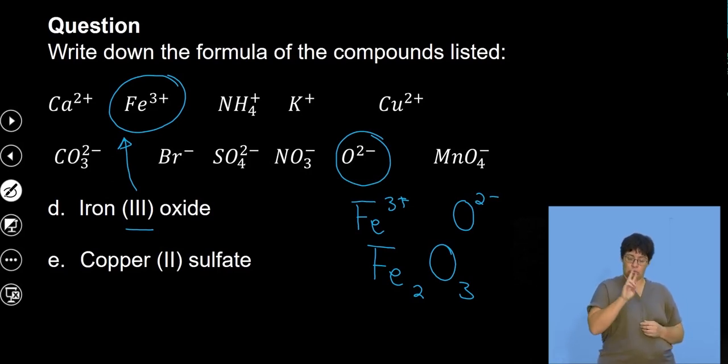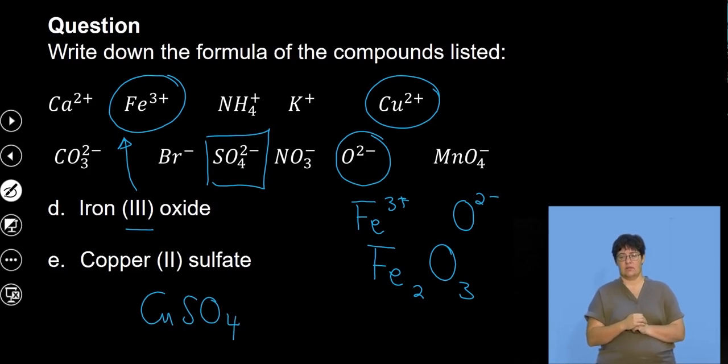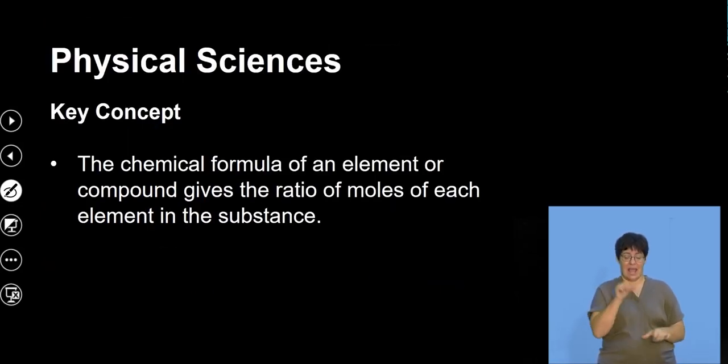And then last but not least, we've got copper 2 sulfate. That's our copper 2, and then that's our sulfate ion. Now, the 2- cancels out the 2+. What do we have there? We start with the positive according to our rules. We'll say Cu and then SO4. So that's as far as the main idea.